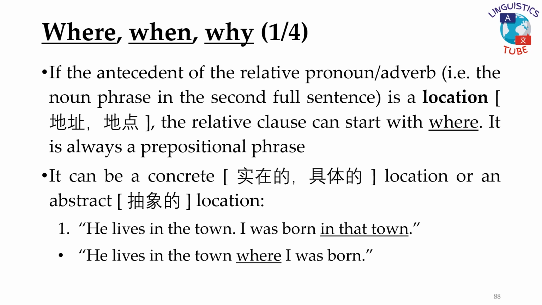Firstly, a concrete location. If we split it into two full sentences, we would say, he lives in the town. I was born in that town. When converted into a main clause and a relative clause, the underlined prepositional phrase in the second full sentence becomes the relative pronoun where. He lives in the town where I was born. Like with after preposition relative clauses, this is always a type of object relative clause, because prepositional phrases can never be the subject of a sentence.